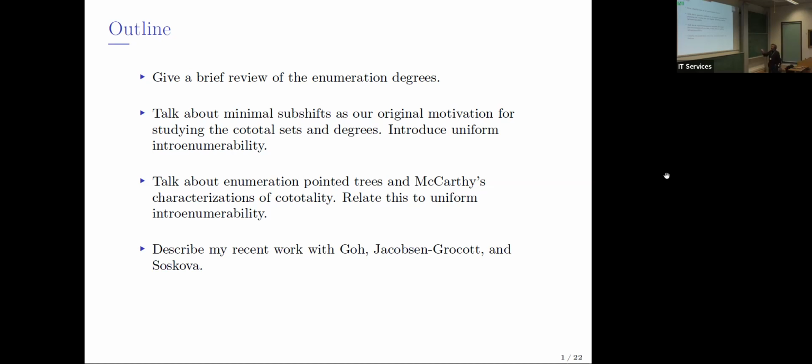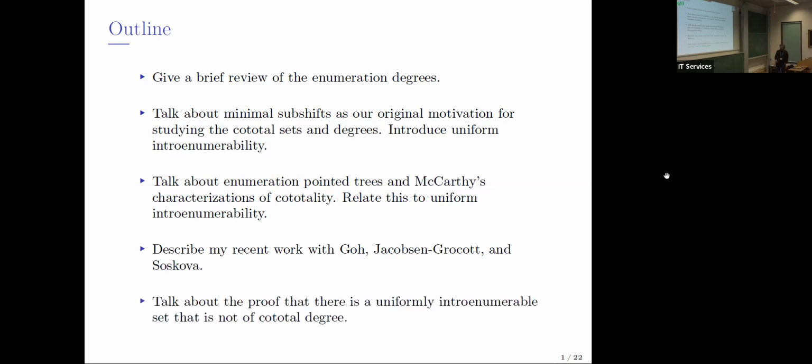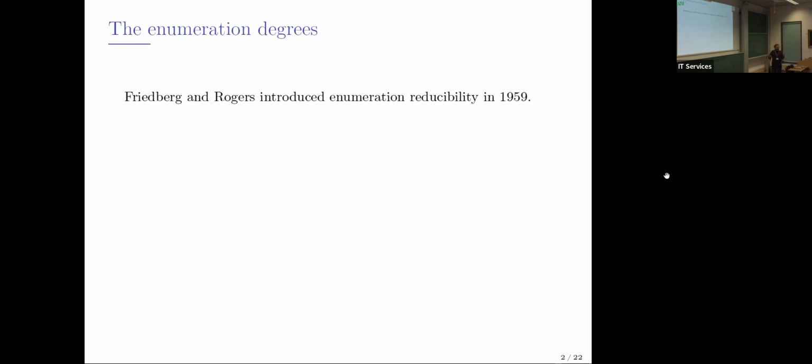This is a lot of background, so that you can describe fairly recent work with Goh, Jacobsen-Grocott, and Soskova. And then get into the proof that there's a uniformly intro-enumerable set that is not of cototal degree, all of which will make sense by the time we get there. All right, so first of all, the enumeration degrees.